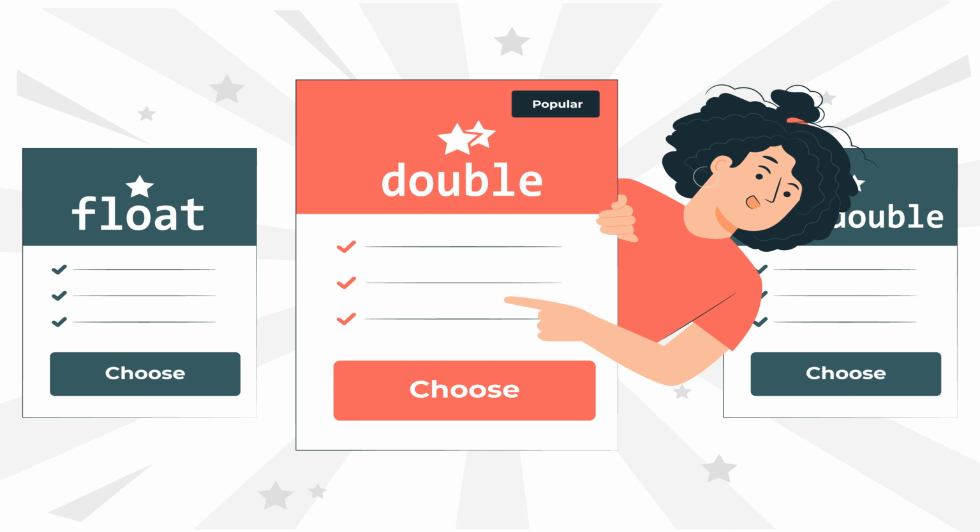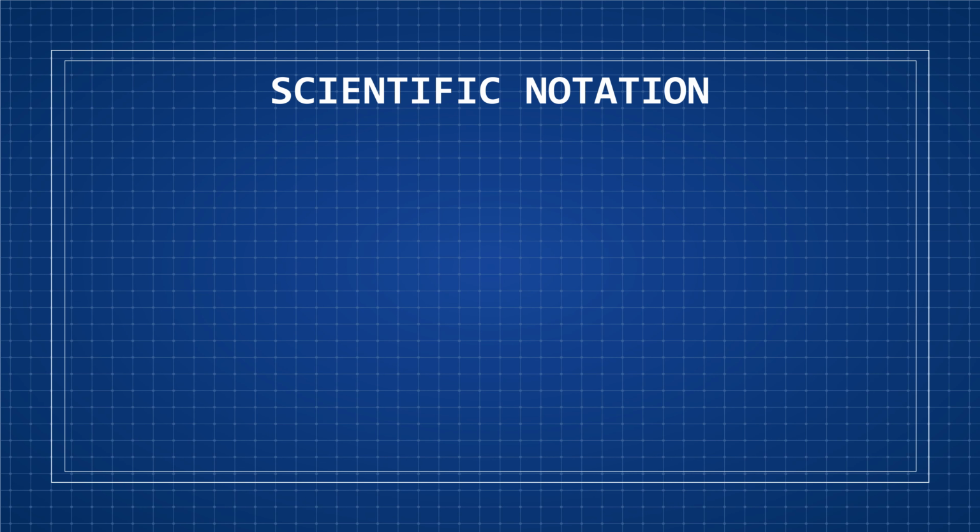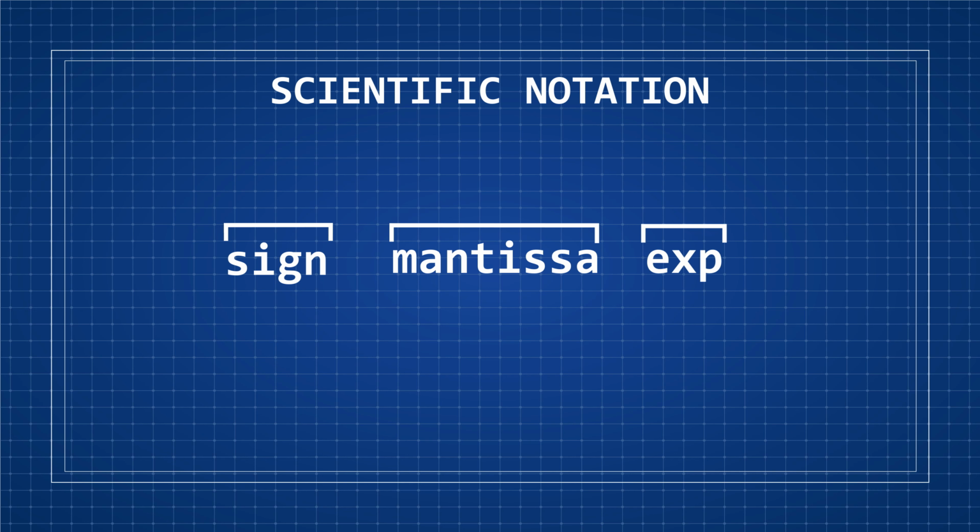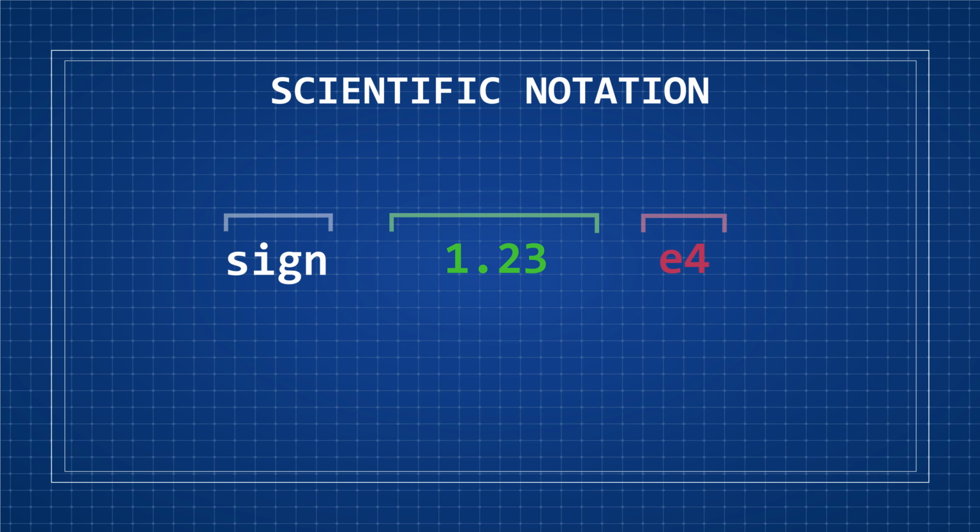Now, let's dive a bit deeper. A floating point number is typically represented in scientific notation, even in memory. It has 3 parts: the sign, the mantissa, and the exponent. The mantissa, also known as the significand, represents the actual digits of the number. The exponent indicates where the decimal point is positioned.